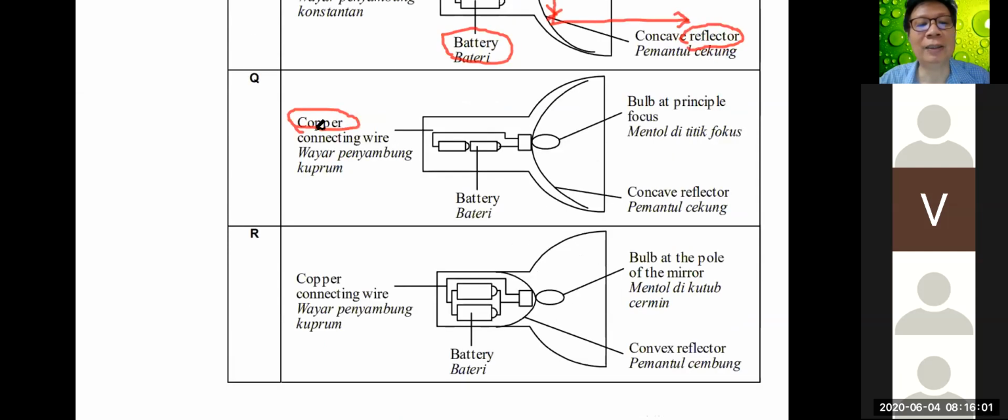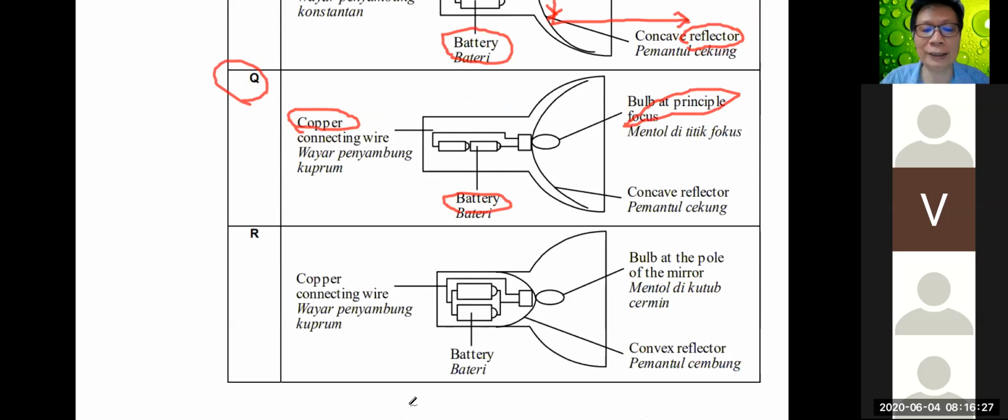Okay, I think it's here. Copper wire. Series. This one must be in series. Battery in series. This one is located at the principal focus, at the focal point. This one is good. And the reflector is concave shape like that. I think the answer is Q. Right?